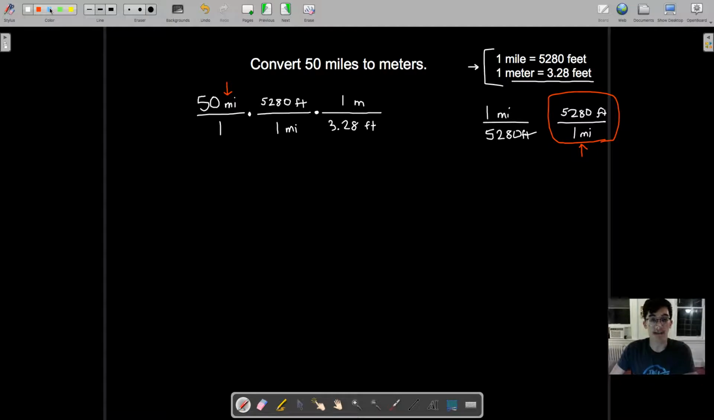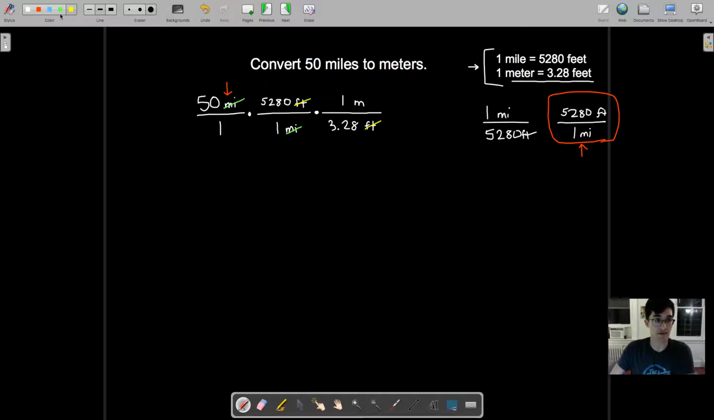All right, and now we're done, so let's do a check on our units here. All our units that we have in this big fraction should cancel out except the one we want. Let's make sure they do. First, we have miles, and we see miles in the top, and we see miles in the bottom. So miles cancels. Then we see feet in the top, feet in the bottom.